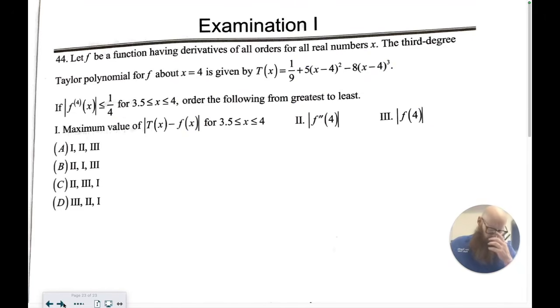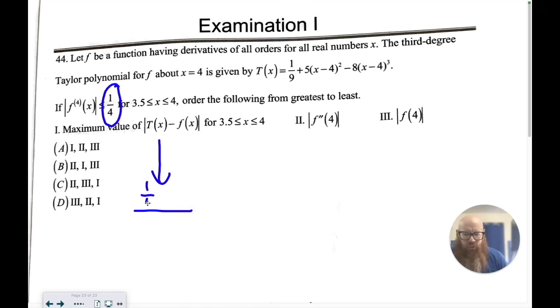All right, number 44. So we have this function, we have a third degree Taylor polynomial, and we're given something about the fourth derivative. Order the following from least to greatest. So this is our error, the error from 3.5 to 4. So the way the error works is you're going to take the maximum value of the n plus 1 derivative. Since we have a third degree, they're telling us right here that that's the maximum value of the derivative.